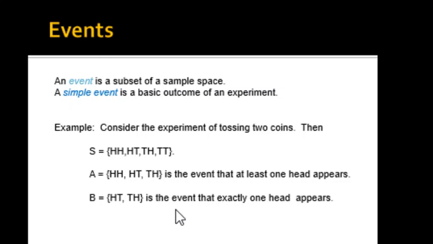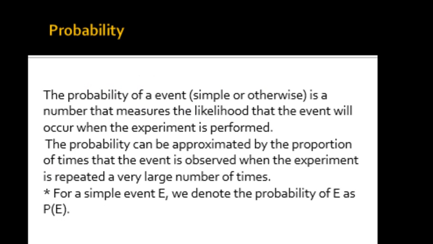Let's look at another event B. This event has exactly one head. So again, let's look at these elements here. Exactly one head is HT and TH. So our event B is HT and TH. So usually events are denoted by simple alphabets. Sample space is S, and simple events can be denoted using the letter E. Okay, so let's put it together.